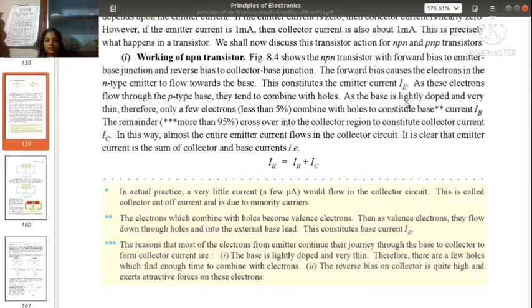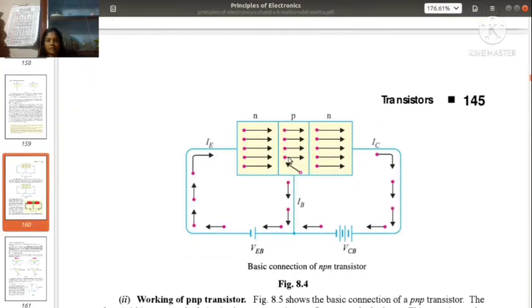It is clear that the emitter current is the sum of the collector and base current. So what happens here is, when we forward bias the emitter base junction, these electrons will move towards this P region, or towards the junction.